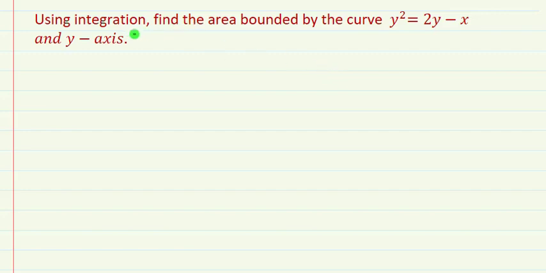The next problem is: using integration, find the area bounded by the curve y square is equal to 2y minus x and the y-axis. Clearly the curve which is given to us is a parabola. There are two methods to draw this parabola. One is by making the table for x and y and then plotting the points on the coordinate axis, and another is to change the equation of the parabola into its standard form.